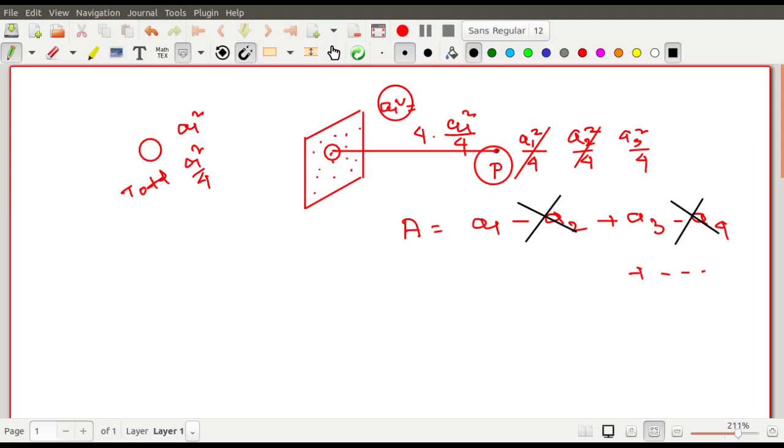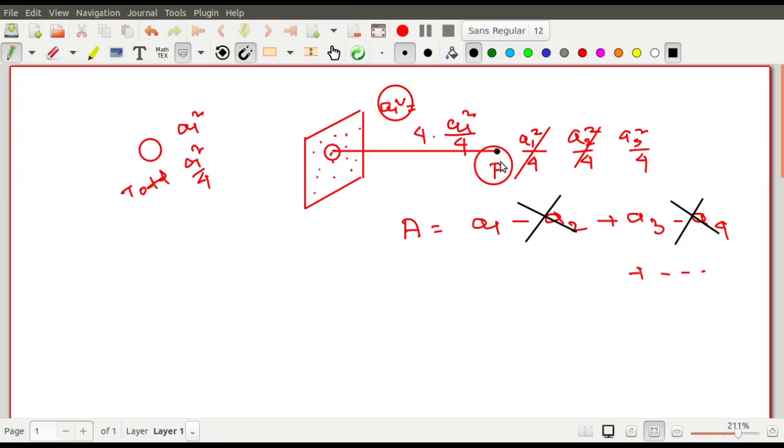So what do you expect? The intensity at P will increase to a very high level because you have obstructed the destructive terms. The terms which were responsible for destruction have been blocked over here, and you allow only the constructive terms, that is A1, A3, A5.